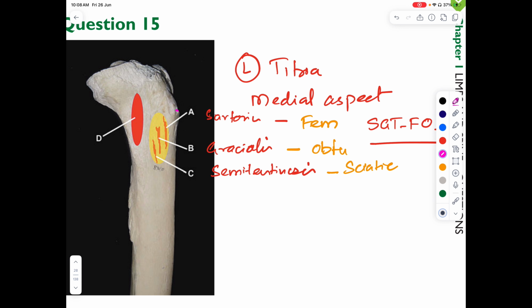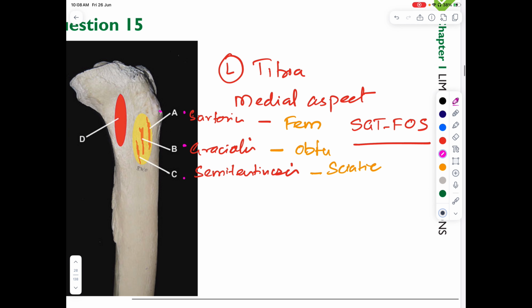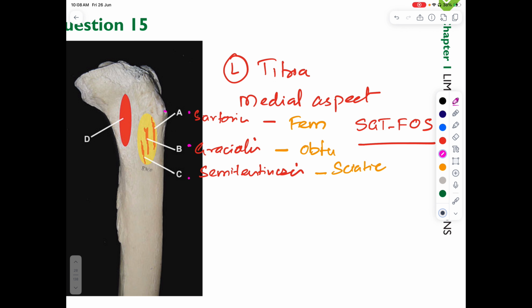What is on the medial aspect? The pes anserinus, Latin for goose foot. This is A, B, C: sartorius, gracilis, semitendinosus, with gracilis in between. Sartorius is supplied by the femoral nerve, gracilis by the obturator nerve, and semitendinosus by the sciatic nerve. SGT: sartorius, gracilis, semitendinosus, supplied by the femoral, obturator and sciatic nerves.